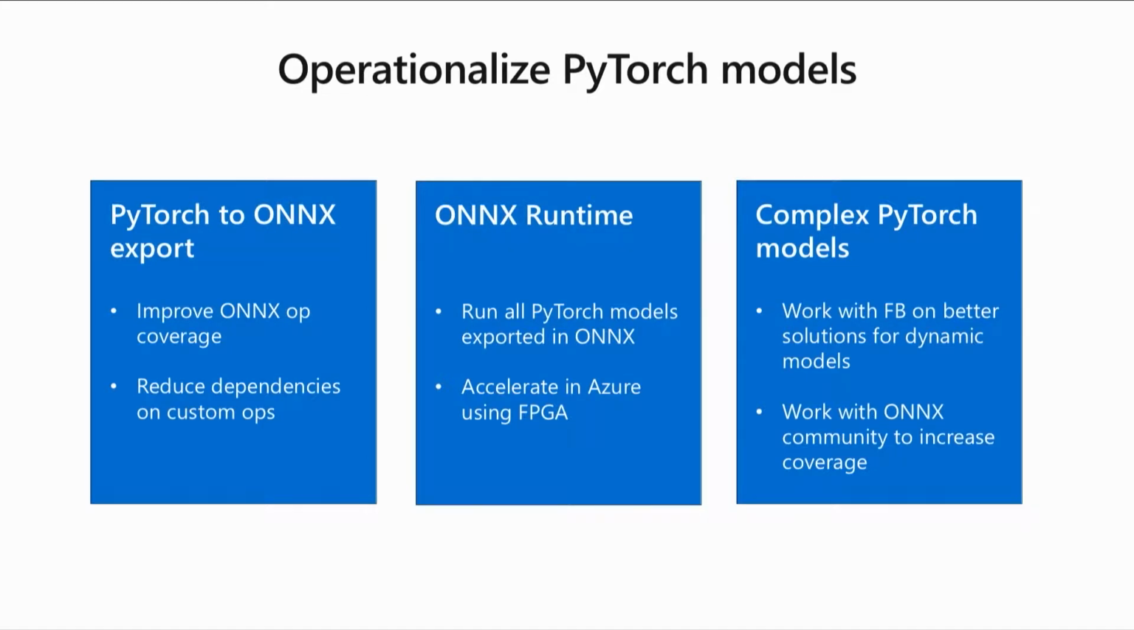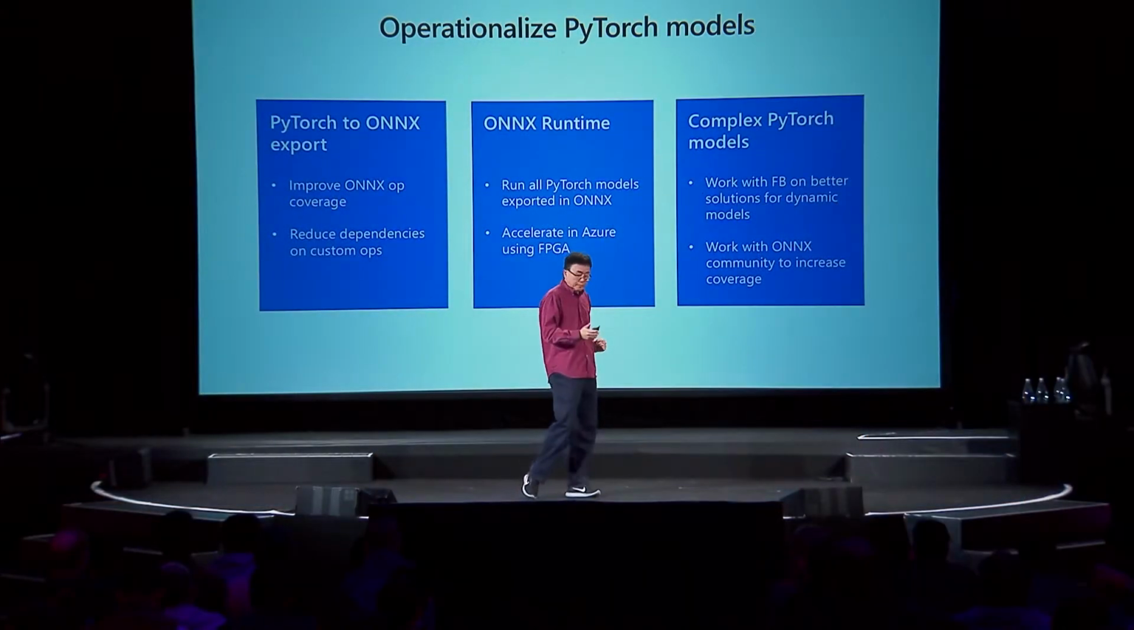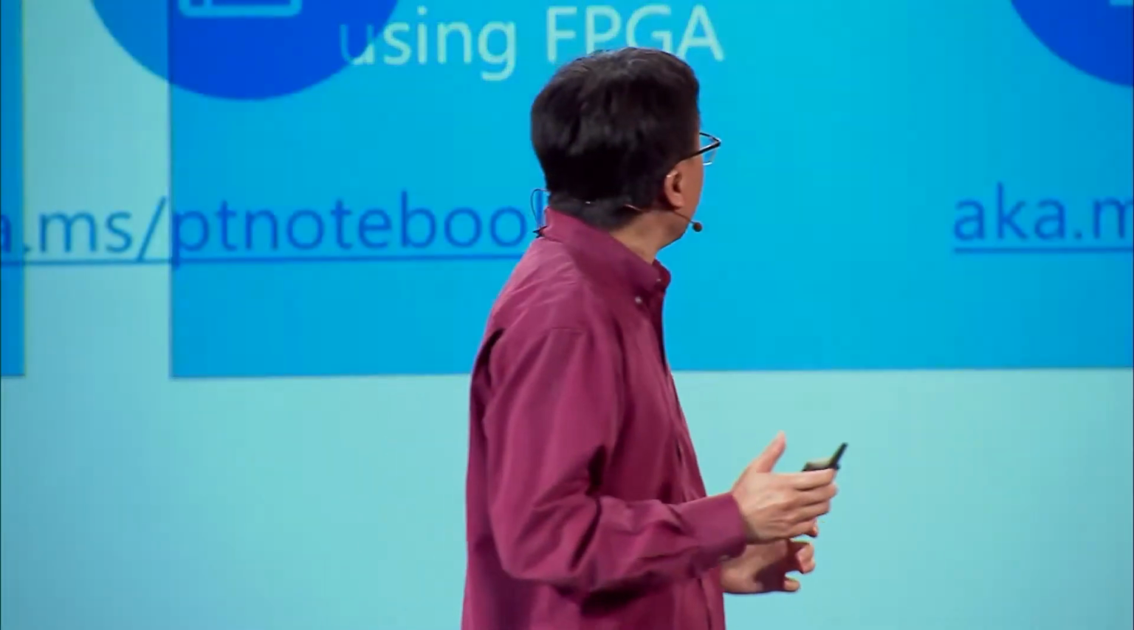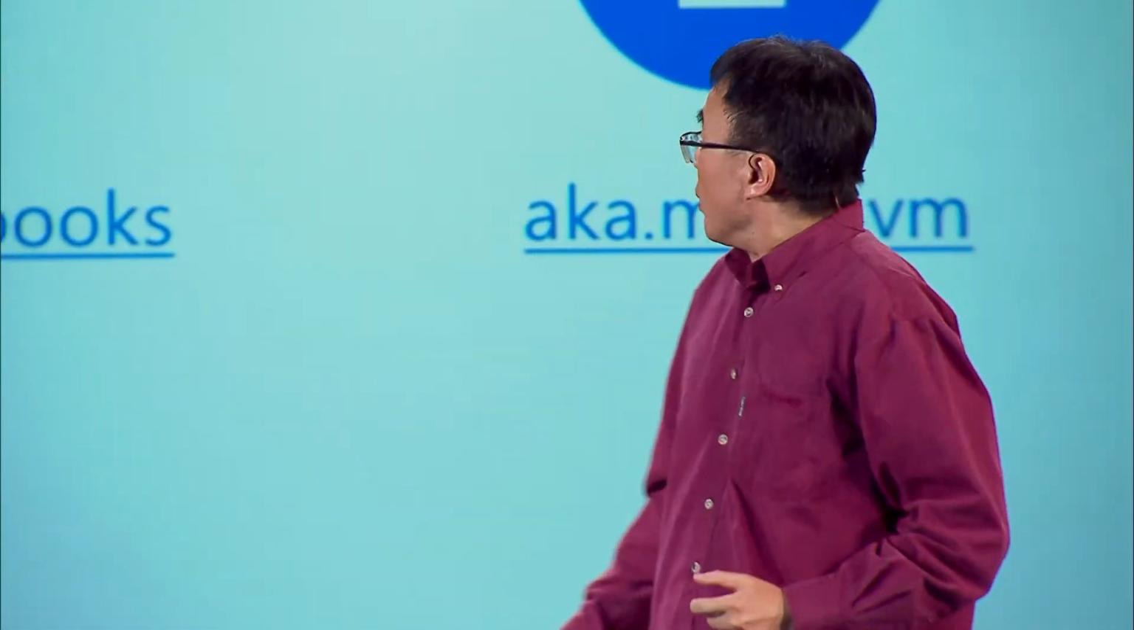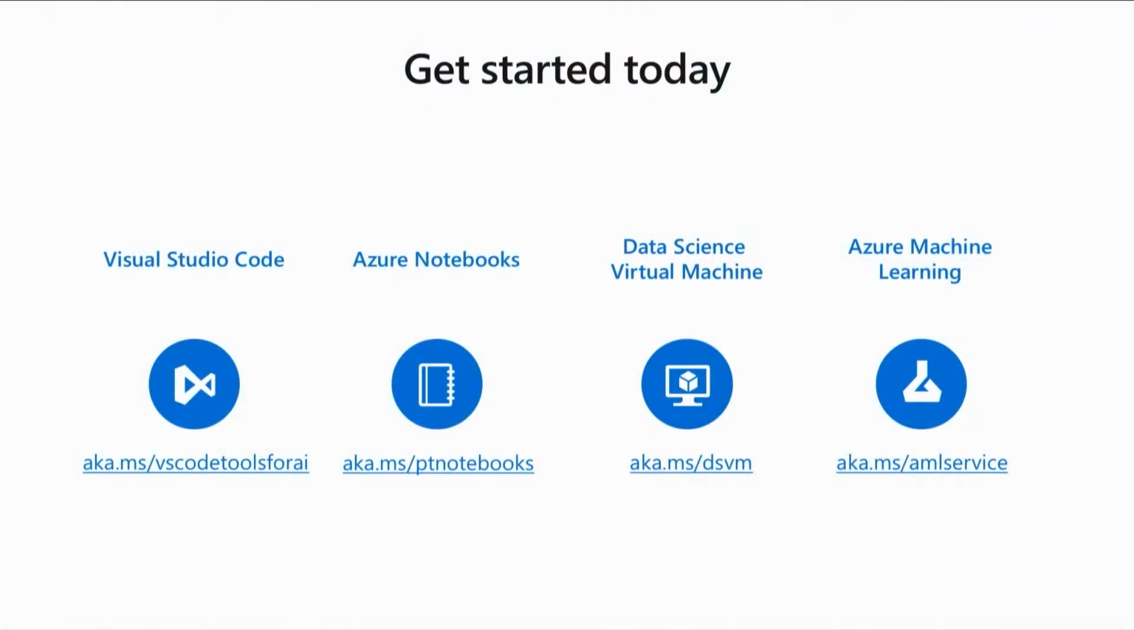And a little bit more speculatively, we are going to engage with the Facebook team to work on better solutions for dynamic models. So to recap, what we have been doing so far is we have integrated PyTorch in every Microsoft machine learning product. Here is the list of things which was given in Eric's talk, and please feel free to give it a try and see how great it is. Thank you.